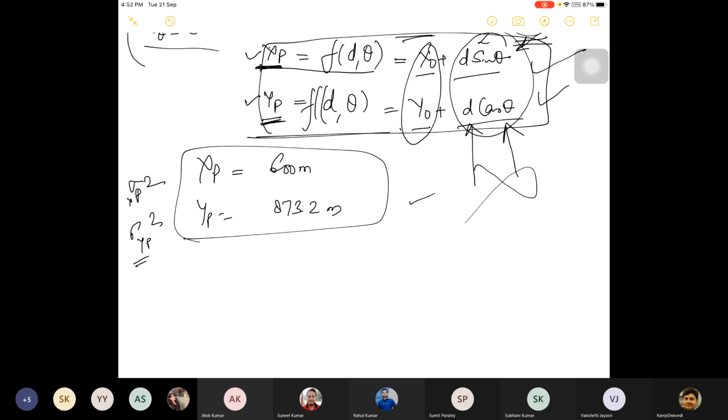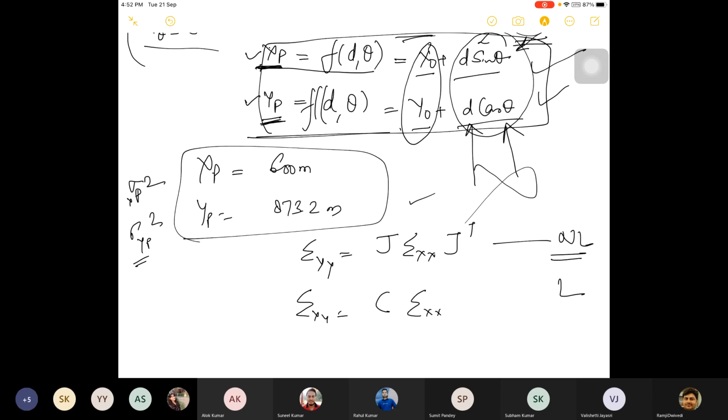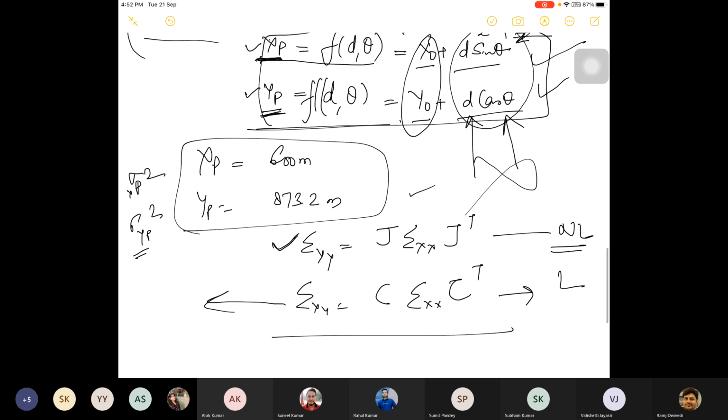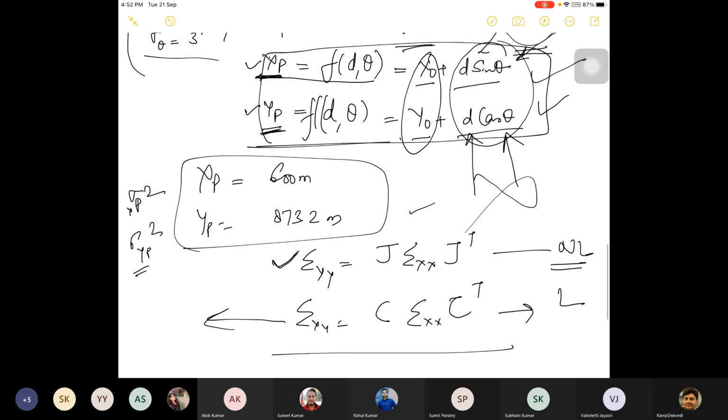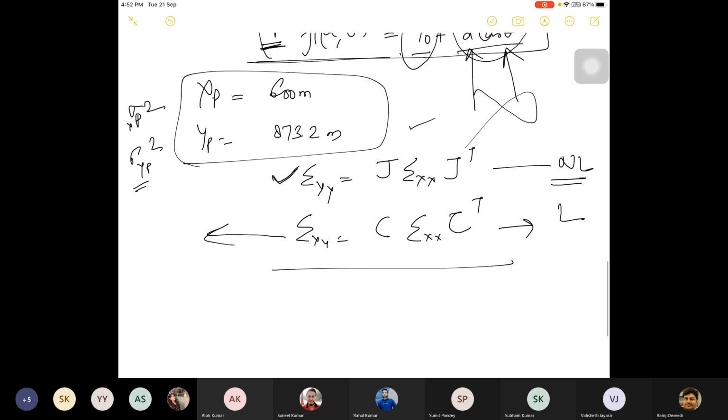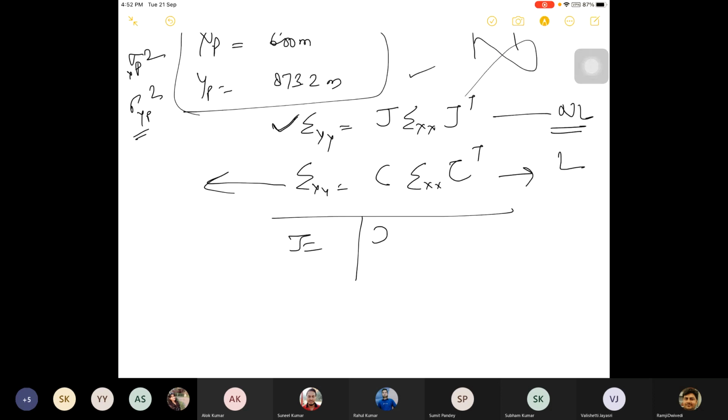So for a non-linear function, if you quickly go through your notes, the sigma yy is nothing but Jacobian sigma xx Jacobian transpose. This is for the non-linear case. For the linear case, sigma yy was C sigma xx C transpose, isn't it? And we have solved cases for C transpose. Now this is the case of Jacobian. So in the case of Jacobian, you know what Jacobian is? Jacobian is nothing but the partial derivative of the function with respect to the variable.